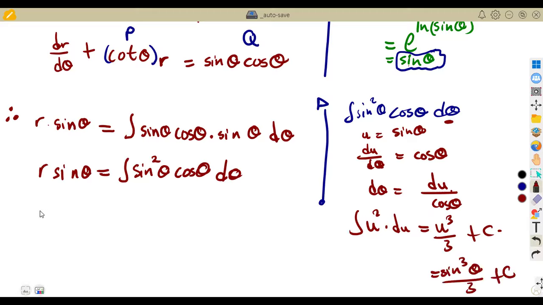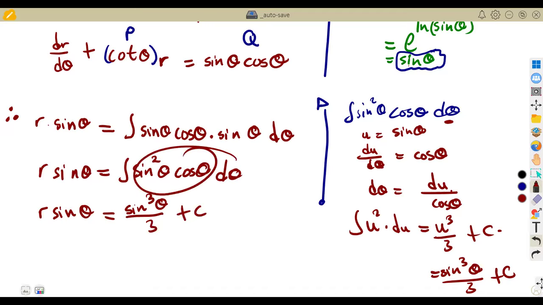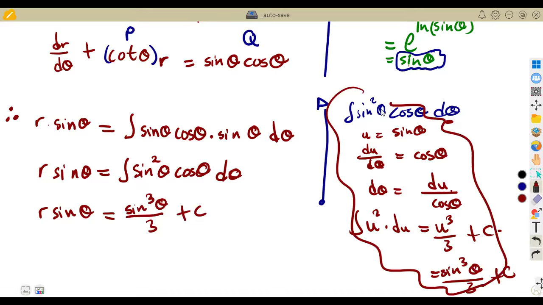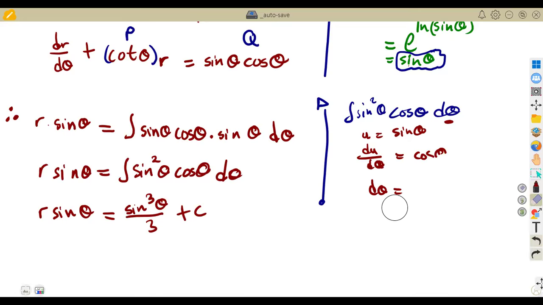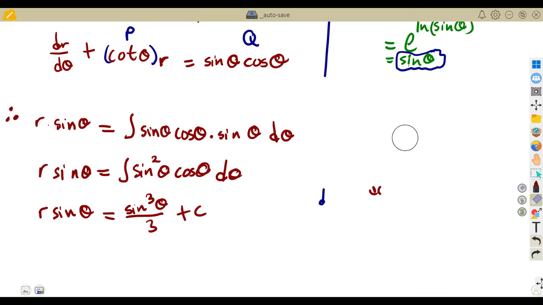All right. So this is what you're going to have: r sine of theta is equal to the integral of this part. After integrating, we obtained sine cubed theta over 3 plus the constant of integration. We've integrated the whole of this part. This is what we did here in the substitution method part. All right. So with this information, what we just obtained now is what we refer to as the general solution.